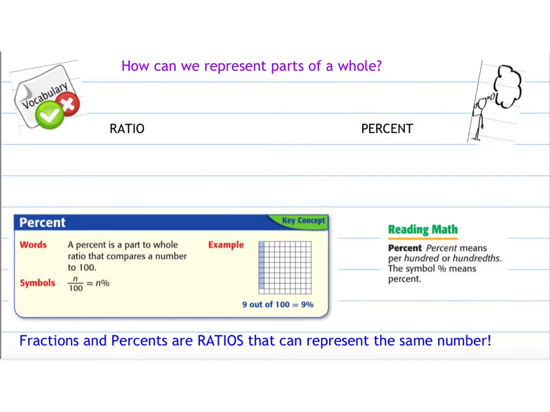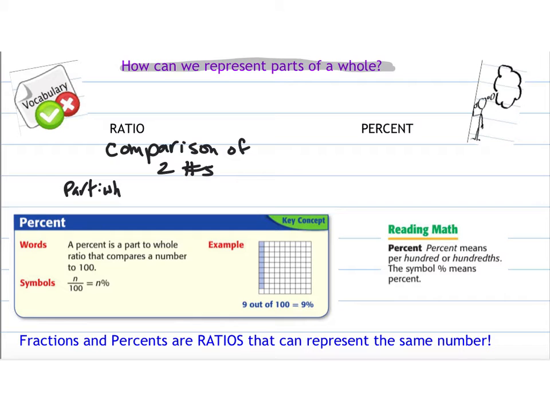Okay, so how can we represent parts of a whole? Think about what you already know. We looked at how we write fractions and decimals and how those can be equivalent. Now we're looking at ratio, which is kind of another word for fractions. This is how we compare. This is a comparison of two numbers by division. So we can write a ratio as a part compared to a whole, like a fraction, where we write the part out of the whole. So I have 3 pieces out of 4 pieces of pizza.